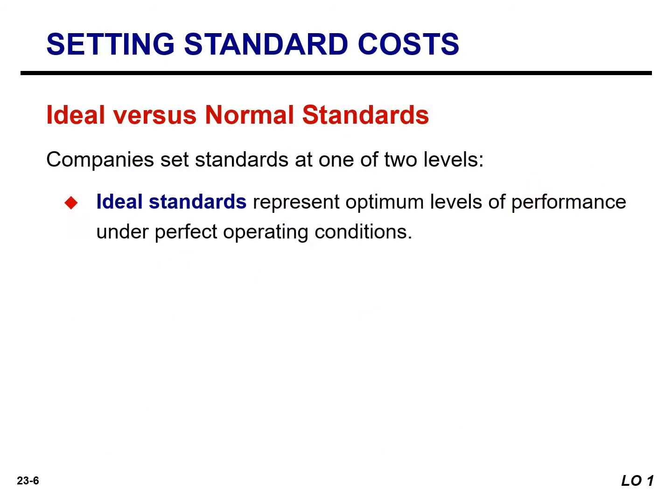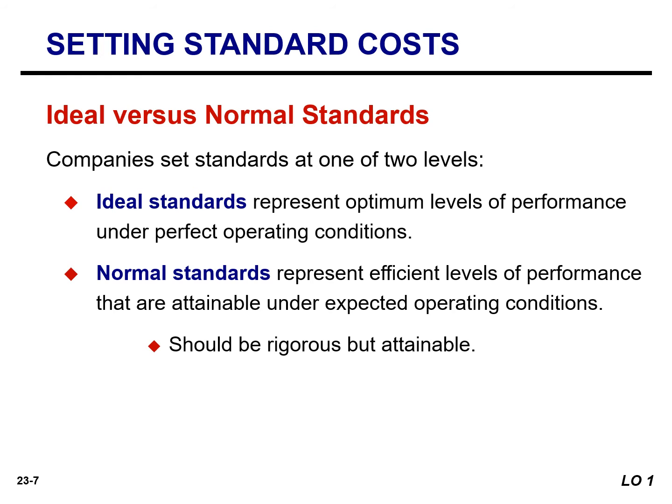Companies set standards at one of two levels, ideal or normal. Ideal standards represent optimum levels of performance under perfect operating conditions, whereas normal standards represent efficient levels of performance that are attainable under expected operating conditions. Some managers believe ideal standards will stimulate workers to increase improvement. However, most managers believe that ideal standards lower the morale of the entire workforce because they are difficult, if not impossible, to meet. Very few companies use ideal standards.